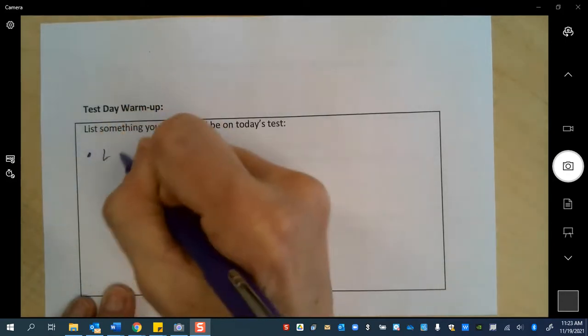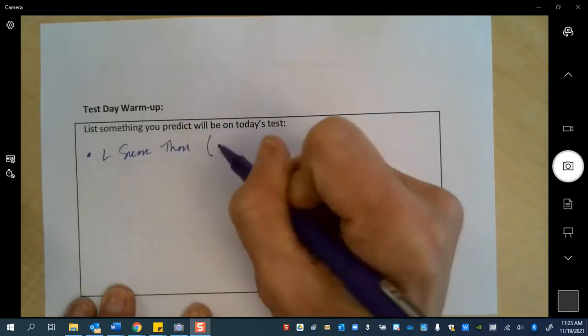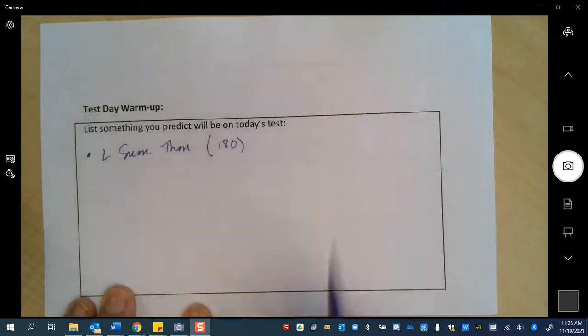Okay, so we've got the angle sum theorem. And you need to make sure that you know that's the one where the angles in a triangle add up to 180 degrees. Keep going, next.